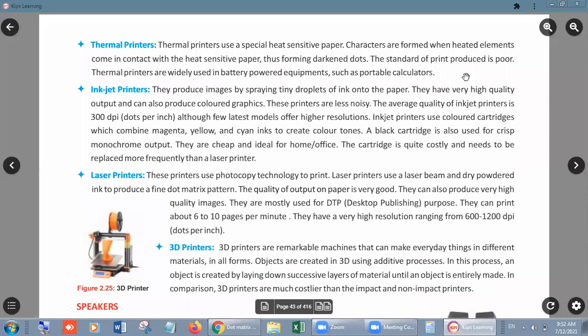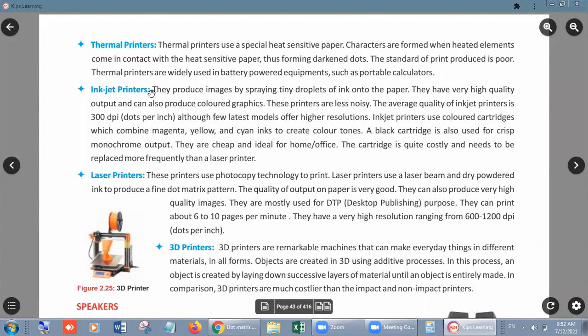They can display the alphabets, they can display the numbers mostly, and they are not in very high quality, right? So thermal printer was a non-impact printer, but they are not in very good condition as far as paper quality is concerned, right?